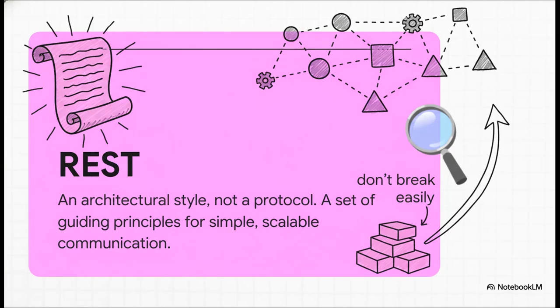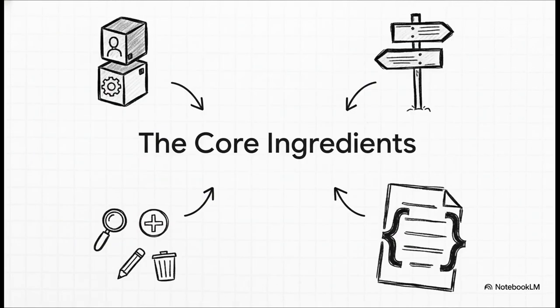Okay, so the first and by far the most common mistake people make is thinking REST is some kind of strict protocol, like TCP/IP. It's not. It's so much better to think of it as a philosophy, an architectural style. It's really just a brilliant set of guidelines for designing apps that are simple, super scalable, and don't break easily. So what are these guidelines built on? Well, it boils down to 4 core ingredients.